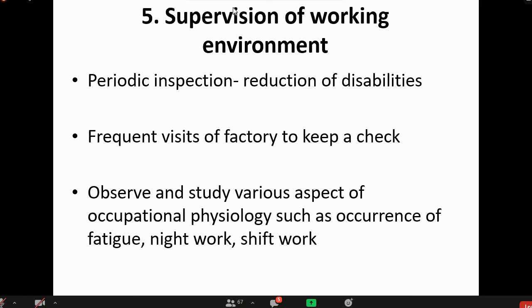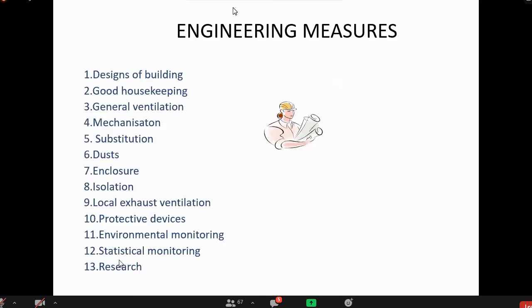And then the right kind of night work or shift. For example, there are different working hours. It should be seen that there is no overtime being done by people who cannot do it. So we need to keep track of this. Okay, so these were the medical measures.